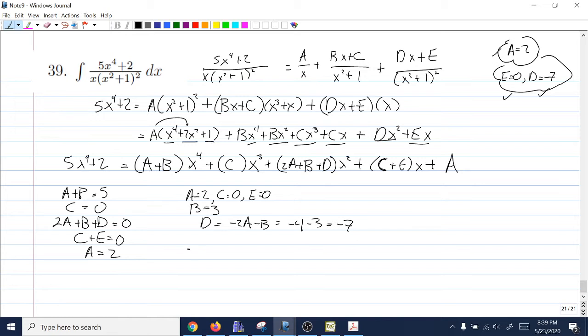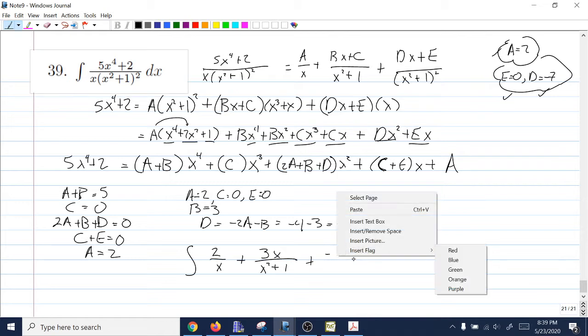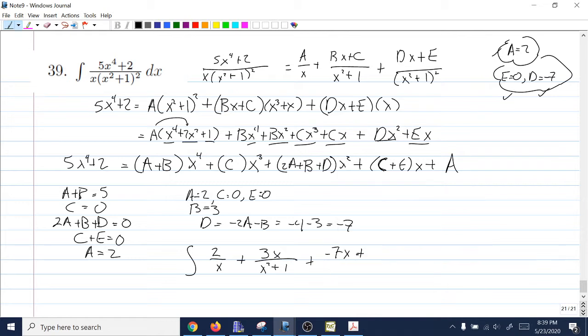I need to integrate. A was 2, so 2 over x. Bx plus c is 3x plus 0, so just 3x over x squared plus 1. Dx plus e is negative 7x plus 0 over x squared plus 1 squared. These aren't that bad to do. Here I want u to be x squared plus 1. Here I also want u to be x squared plus 1.